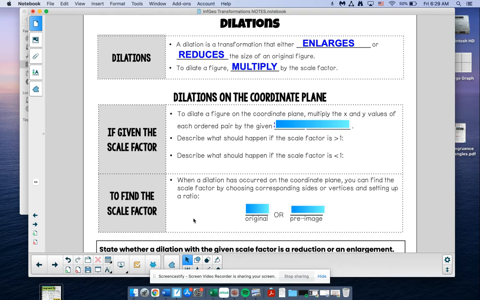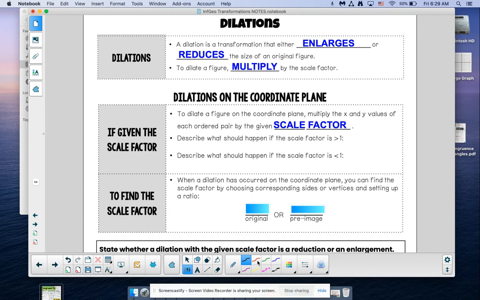So we're going to do our dilations on the coordinate plane. That means we have to multiply the x and y values of each ordered pair by the scale factor. If our scale factor is bigger than 1, it enlarges. If our scale factor is less than 1, it reduces.